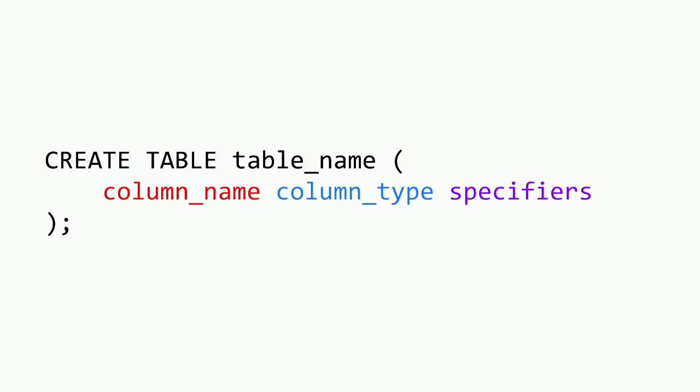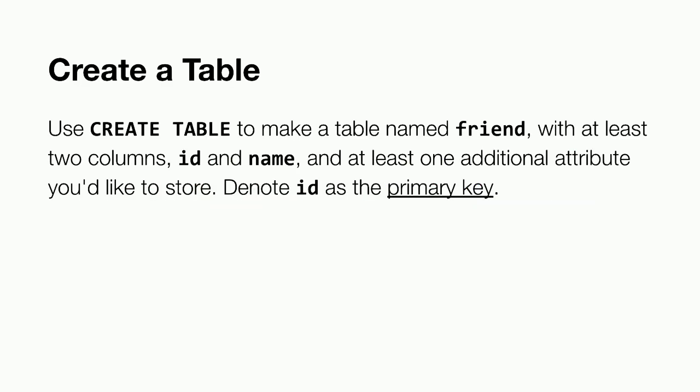So this is the syntax for creating a new table. We have the keyword create table, and then we have the table name that we want to give it. Within that, we also will specify the different columns that we want within our table. So you start with the column's name, and then its type, and then any special specifiers you want with it. So we'll show a few examples of that. So let's say, in my case, I want to use create table to make a table named friend with at least 2 columns, ID and name, and then 1 additional attribute.